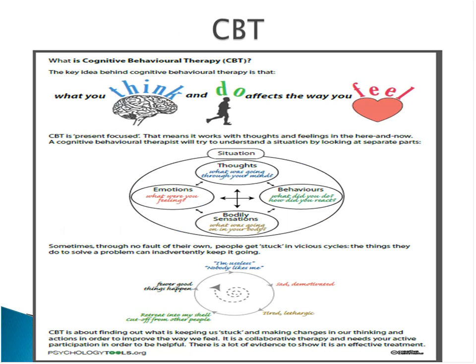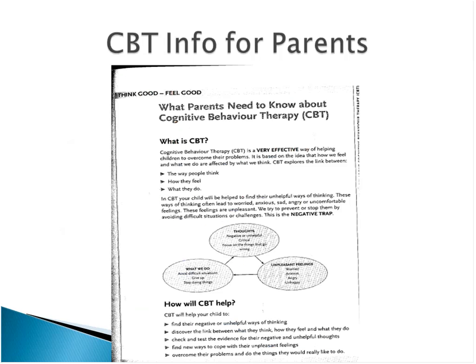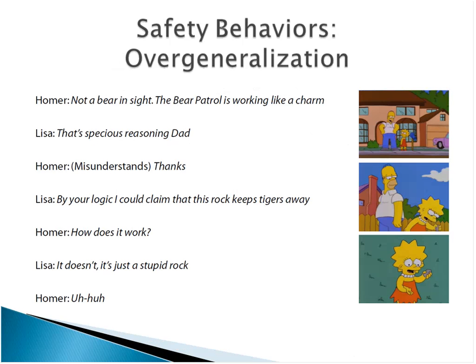So what you think and do affects the way you feel, and it's a cycle in the situation, okay? And then we have some information. Now, this is not going to be available on the website because this is out of a very good workbook that I think is very helpful for working with younger children. And this is information for the parents, and we've given you the name of the workbook as part of our resources. Okay, so now here we go.